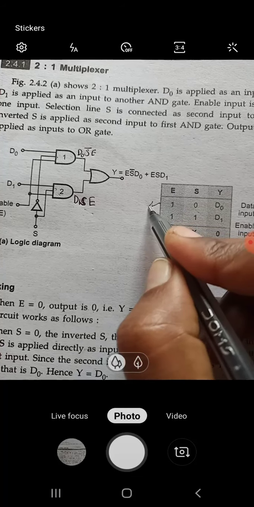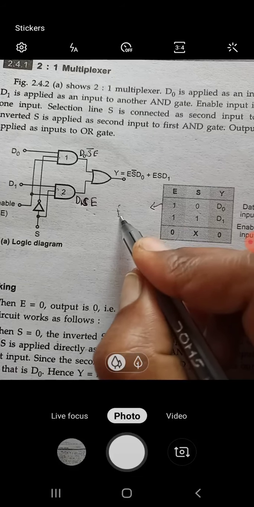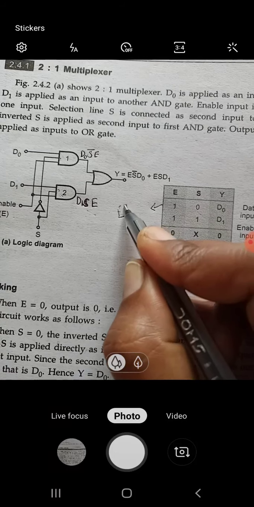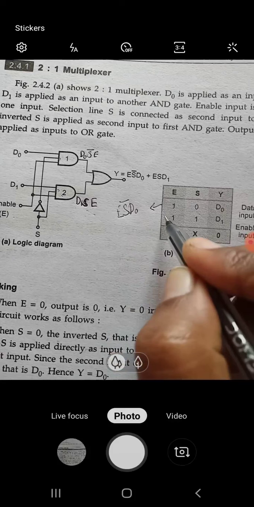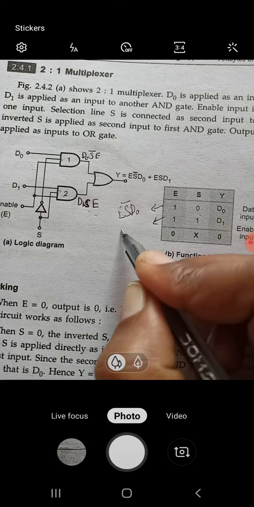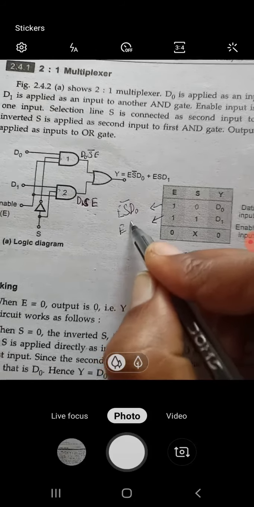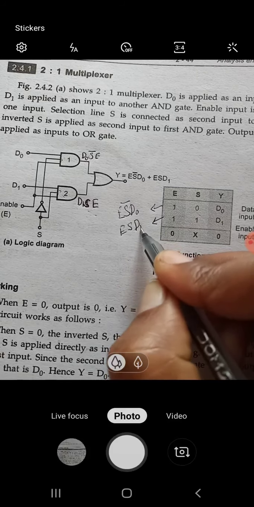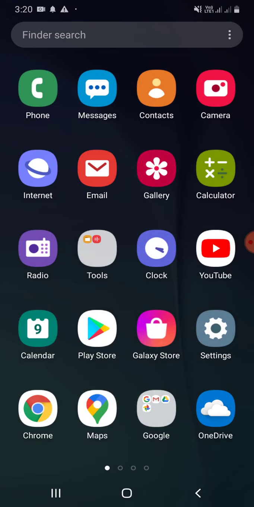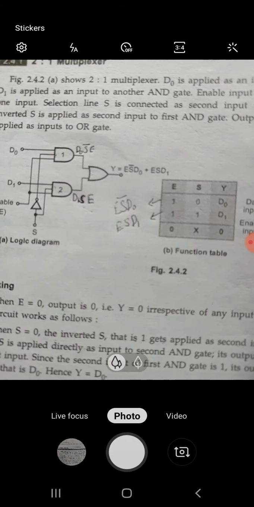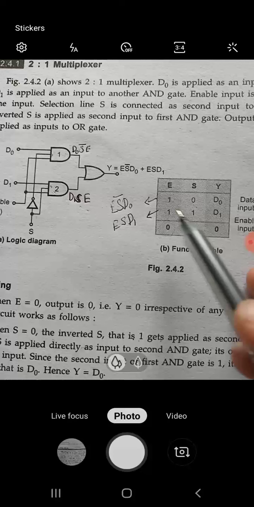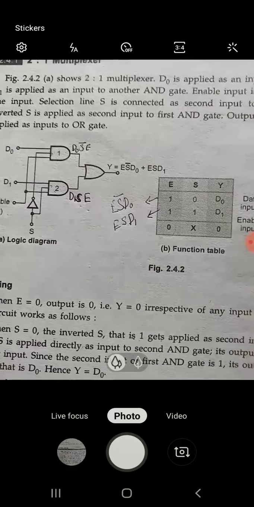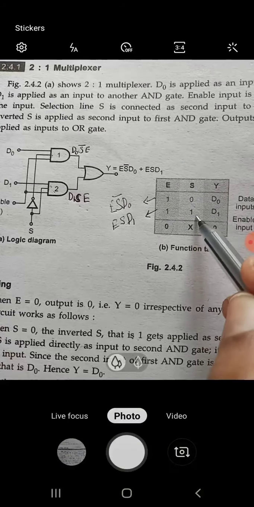What do you mean by this? S is equal to 0 means what? S bar D0, right? And S is equal to 1 means what? It is E S into D1. The same thing which we have written over here. So the same thing I have written in a tabular fashion.